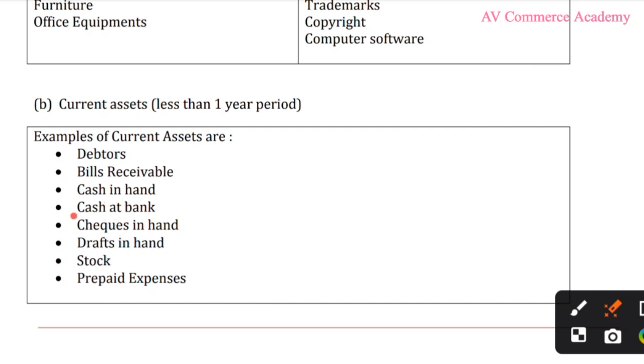Cash at bank is nothing but the company's bank balance. Next one is cheques in hand, which means a customer has to pay and we have received the cheque but not yet realized it; that is what we call cheques in hand. Next one is a draft in hand. Next is stock. And next is prepaid expense. These are current assets because they are not fixed in the company, so we call them current assets.